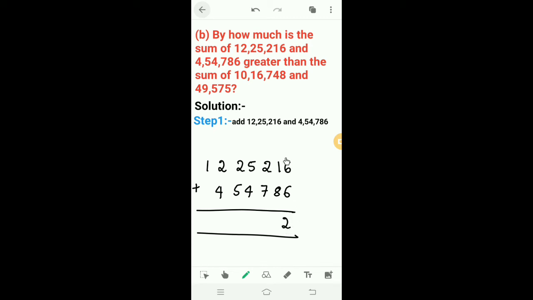So I will write 2 here and 1 carry. 1 plus 1 is 2. 2 plus 8 is 10. So I will write 0 here and 1 carry. 1 plus 2 is 3. 3 plus 7 is 10. So I will write 0 here and 1 carry. 1 plus 5 is 6. 6 plus 4 is 10. So I will write 0 here and 1 carry. 1 plus 2 is 3. 3 plus 5 is 8. 2 plus 4 is 6. And write 1 as it is. 16,80,002.